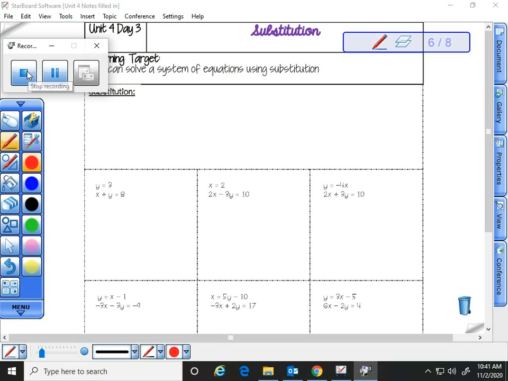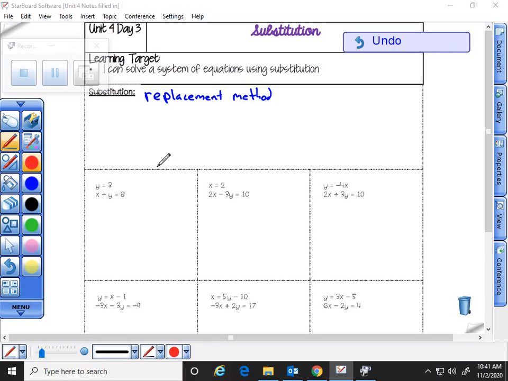All right, Unit 4, Day 3, Substitution. Your learning target is: I can solve a system of equations using the substitution method. So basically what we're looking at is a brief definition. Substitution is a replacement method. So you're going to replace the letter with whatever the letter equals.